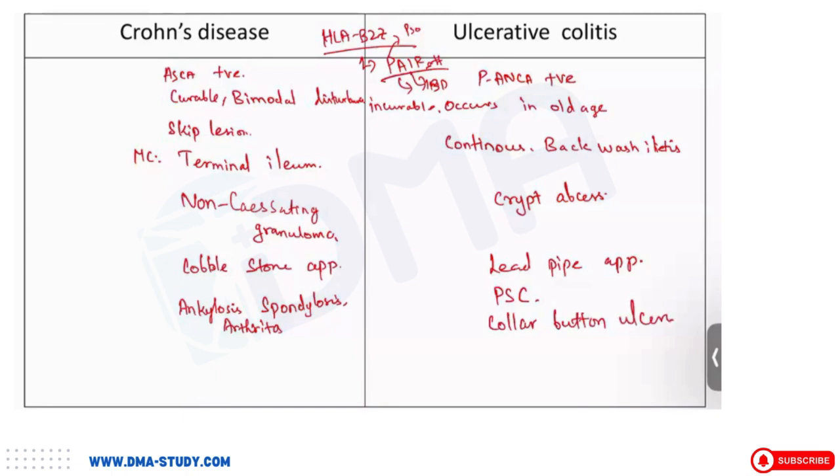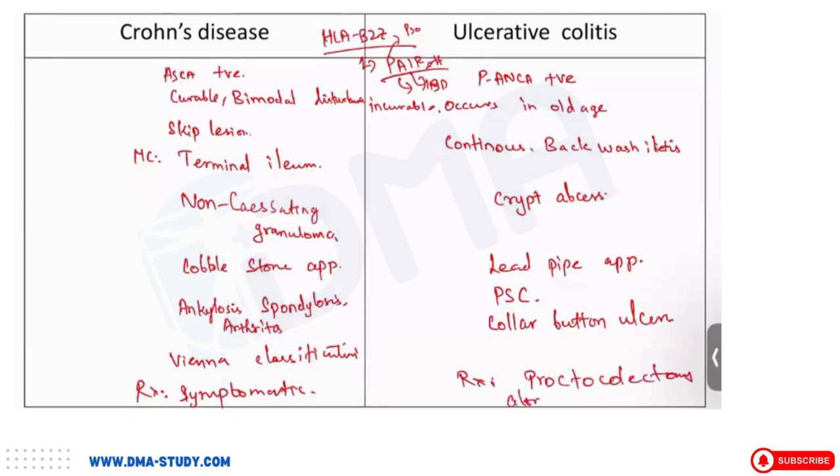Okay. And here you may see the Vienna classification for Crohn's disease. The treatment is symptomatic for both. Sometimes we may do a total proctocolectomy along with ileoanal anastomosis. So this table is very, very important, people. You should not forget. Okay, 5-star rated table.